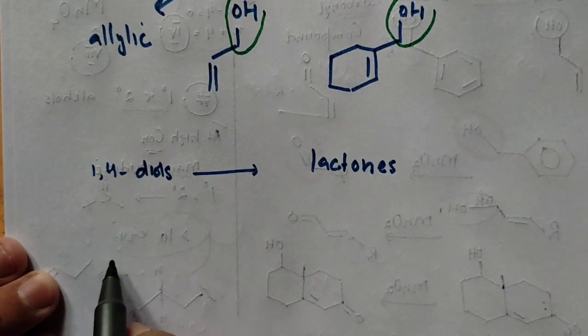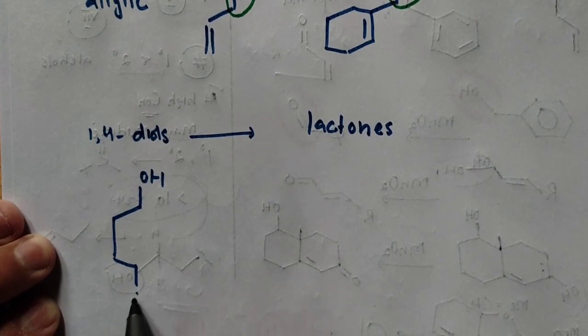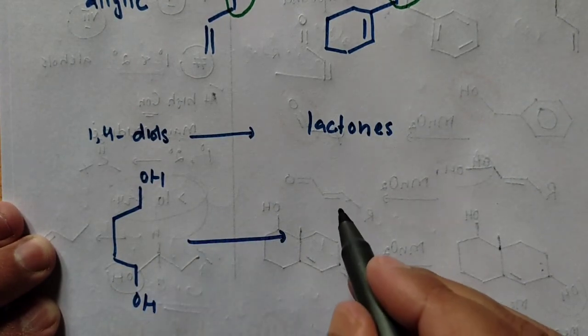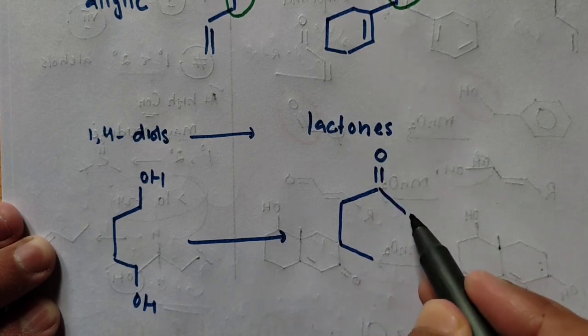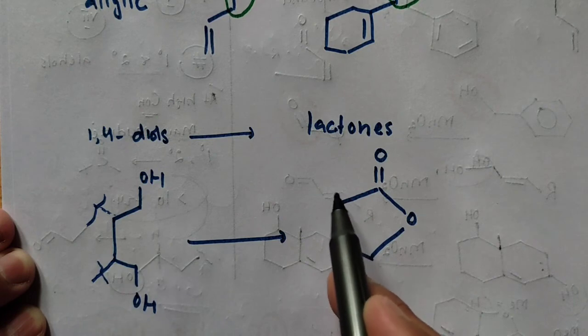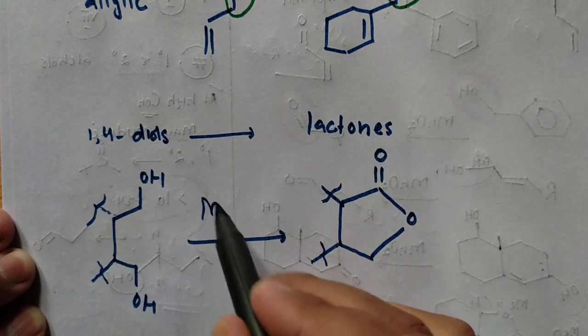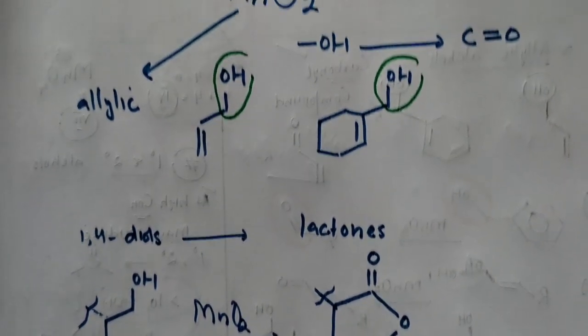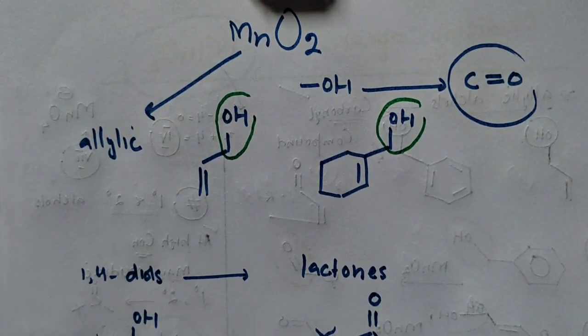What do I mean by that? If you have this type of group present, a 1,4-diol, it will get converted to a lactone. It's like this, with the carbonyl oxygen. That's it. Whatever portion is here will remain as it is. Take care, it will not get affected, whether it's a double bond, a benzene ring, whatever it is. So this will get converted into a lactone by manganese dioxide. And our first function was conversion of these groups into carbonyl. That's it. So this was all about the important role of manganese dioxide as an oxidizing agent. Questions are asked on this. This is all for the day. Next time we'll come up with the next oxidizing reagent. Thank you.